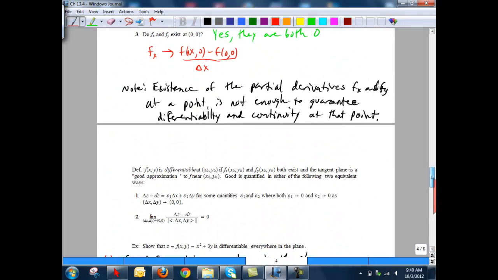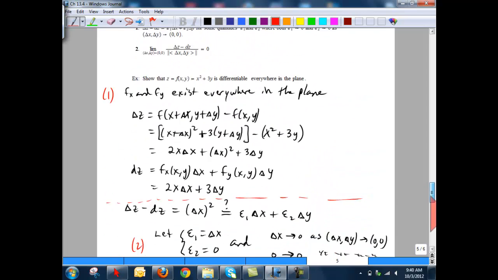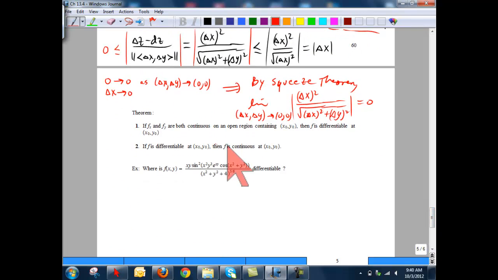Now, a little while ago, we said that existence of the partial derivatives at a point is not enough to guarantee continuity at that point or differentiability at that point. And that's true. But having the derivatives be continuous on a region is stronger than having the derivatives be continuous at a point.